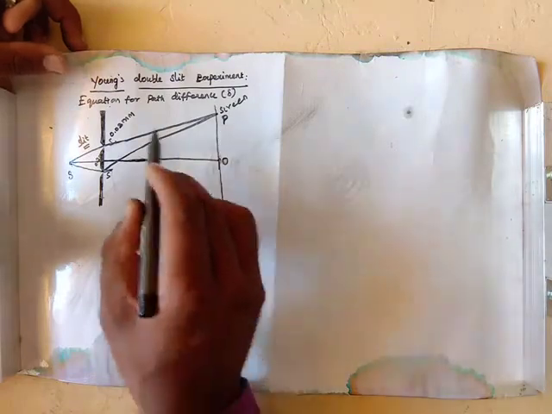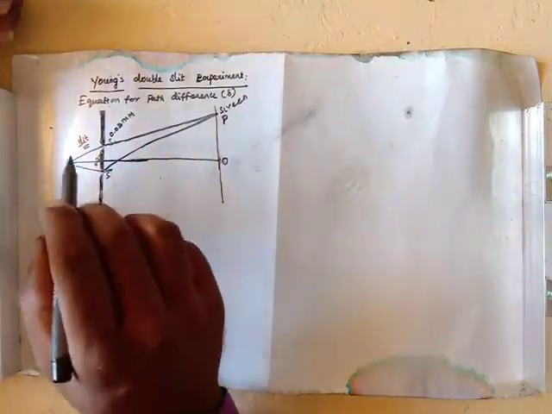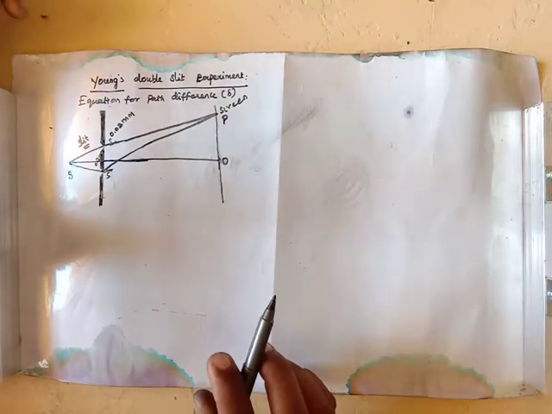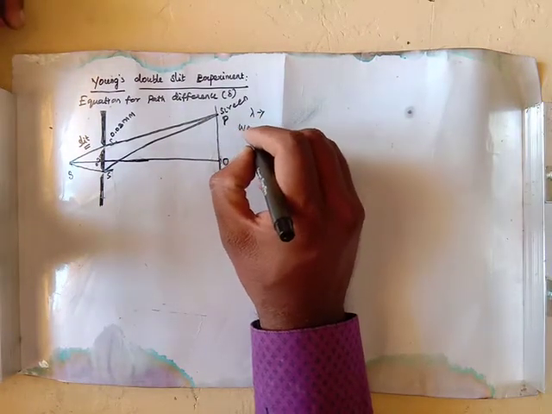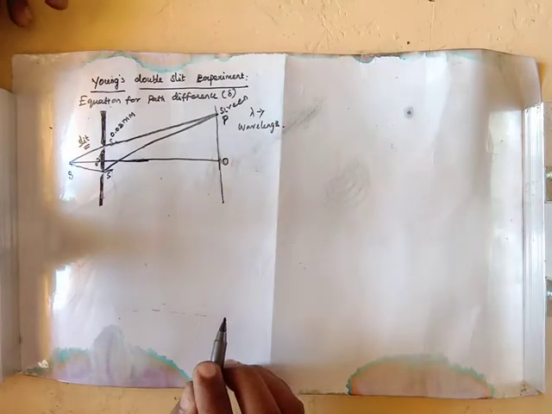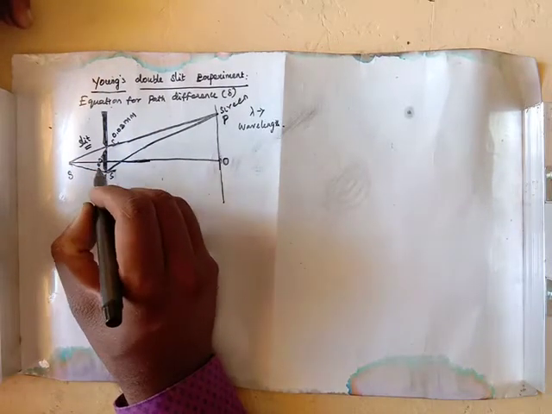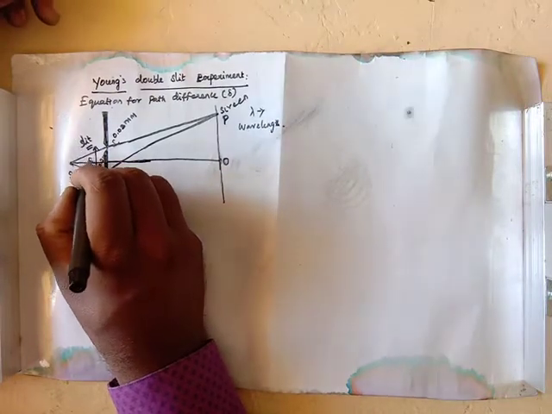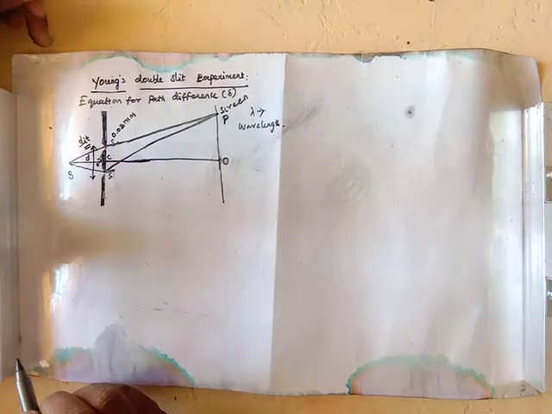So the diagram we are taking from the Young double slit experiment. Already I explained to you that S1, S2 are the coherent sources, and the sources have a wavelength lambda. Lambda is the wavelength of the coherent sources. We are taking the distance between the slits, which is noted by the letter d. The center of the slit is noted by the letter C. C is the center of the slit.